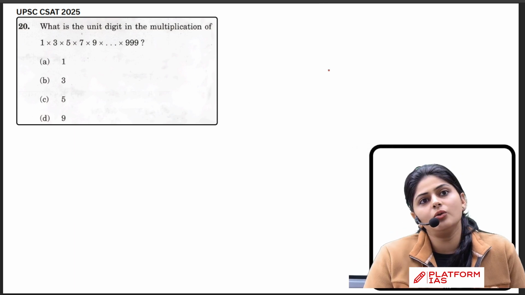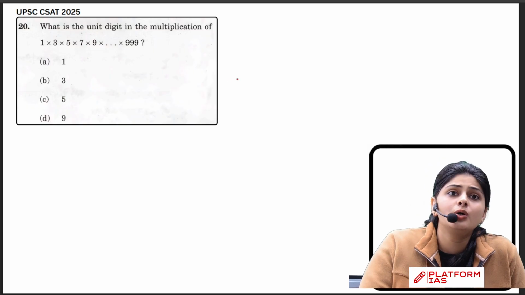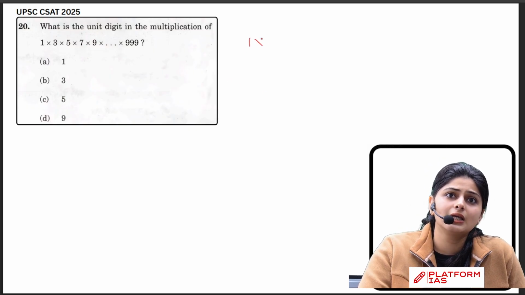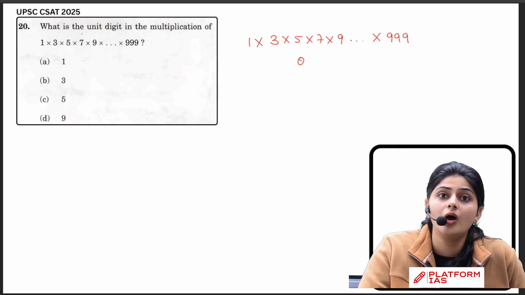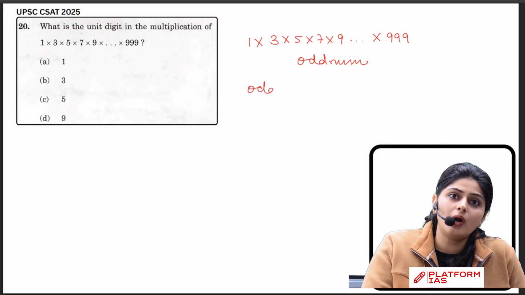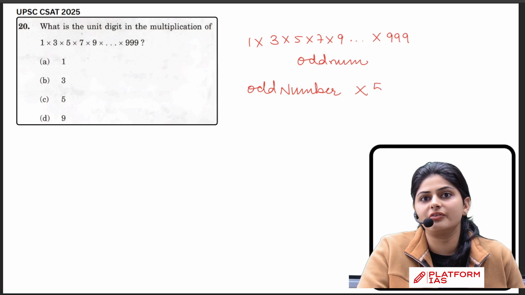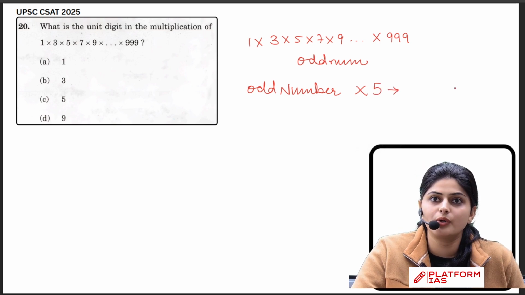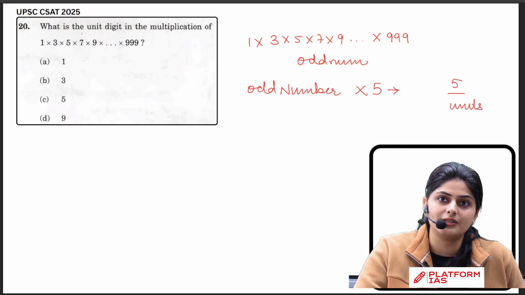Let's read the question. What is the unit digit in the multiplication of the given product? Now the first thing that we can see here is 1, 3, 5, 7, 9 multiplied and so on till 999. As you can see, all the numbers are odd numbers. There is a condition that any odd number, if it is multiplied with 5, will give a product that has 5 in the units digit.